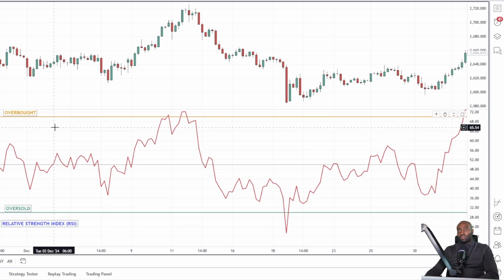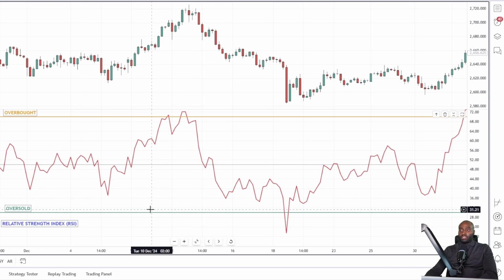To keep things clear and not cause any confusion, I've color coded and labeled the RSI levels. So the upper horizontal line in orange, which you can see over here on the right, is overbought, at the 70 level. And the green horizontal line at the bottom is oversold, which is at the 30 level.